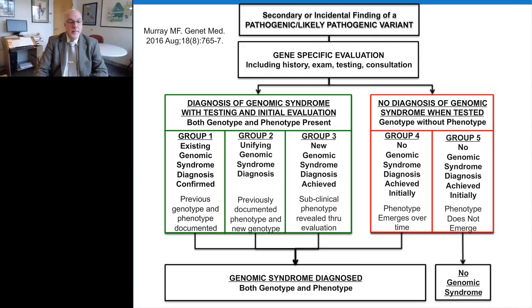Group 1 is a group where when we return the result, they say yes, and I'll use the example of BRCA1 here. We say, we found a variant in BRCA1, and they say, yes, we knew that because I had a cancer and my physician thought that I could be at risk. I did clinical testing, and we found the same variant through clinical testing. So this is essentially confirming the previous genotype and phenotype that's been observed.